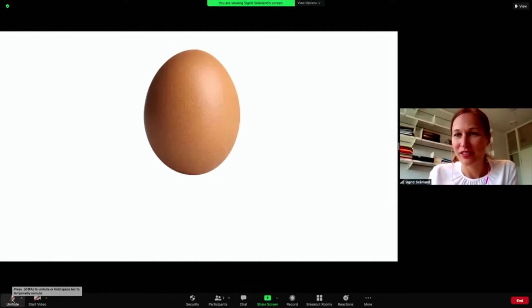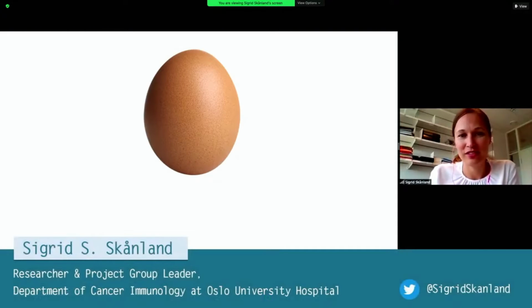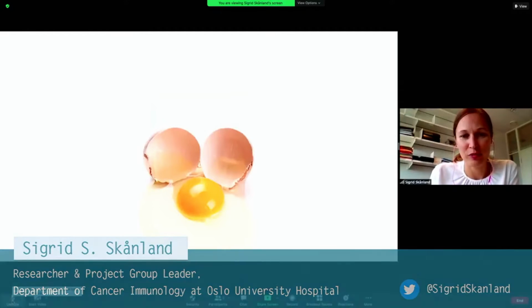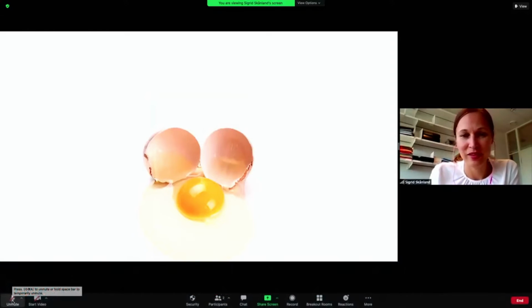I'll talk to you about our work on functional precision medicine. You can imagine that you are standing on the floor and you're holding this egg in your hand and you would like to find out what happens if you drop it to the floor. Does it break or not? You can take different approaches to try to model this. Maybe you can measure the distance from the egg to the floor. You can look at the size of the egg, maybe the thickness of the shell. But you would get the correct answer faster if you simply drop it and see what happens.